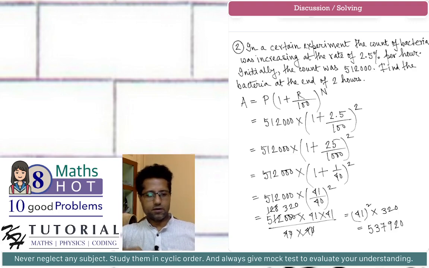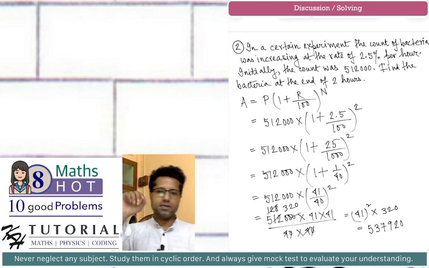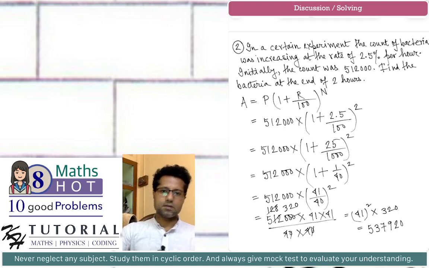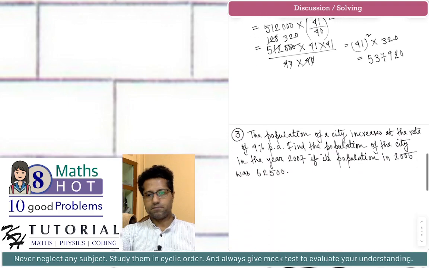Okay. So this was an example of how to use the growth or increase formula based on compound interest, applying to the real life scenario of a growth of a bacteria count. As you can see in this example, the rate is given as 2.5% per hour, and also the time period is given in hours. Now instead of hours, it could be minutes or even seconds. Okay, let's see the next problem.